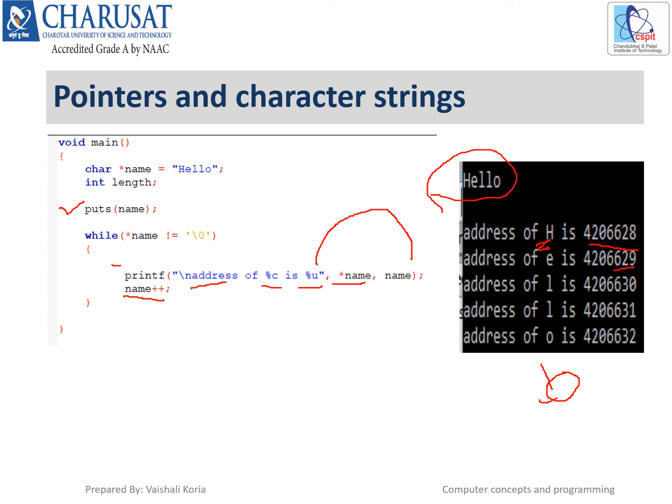So what we'll do, we'll use star name. If star name is not equal to null, then we have to execute these two statements. But when star name is equal to the null character, that means we have reached the end of this string. We have to stop from there.